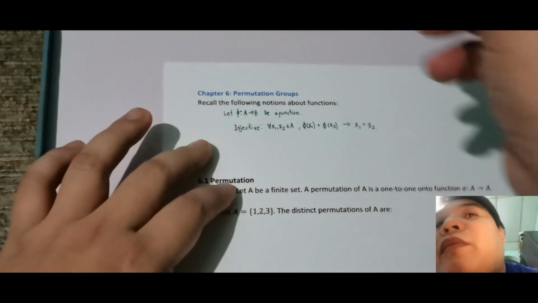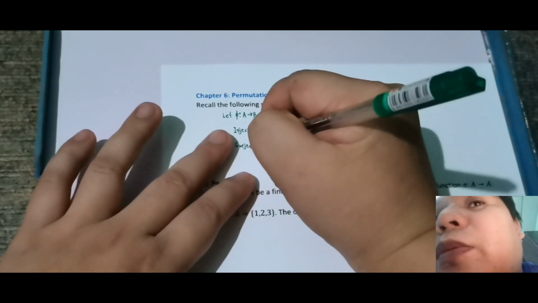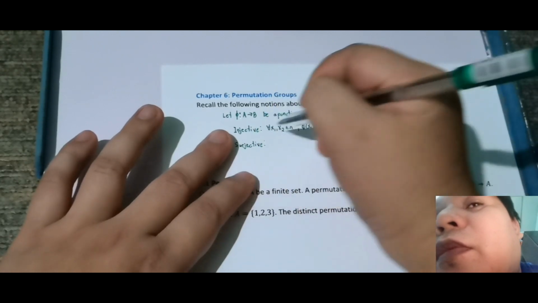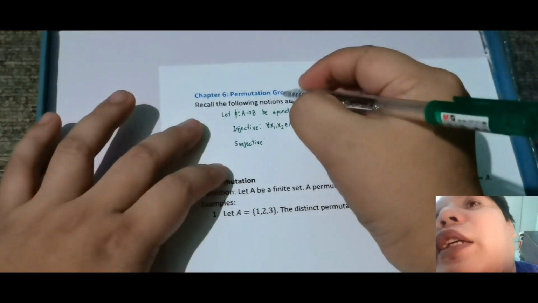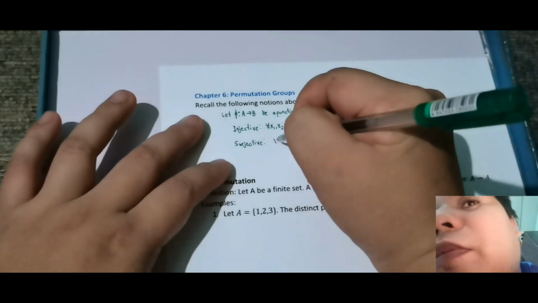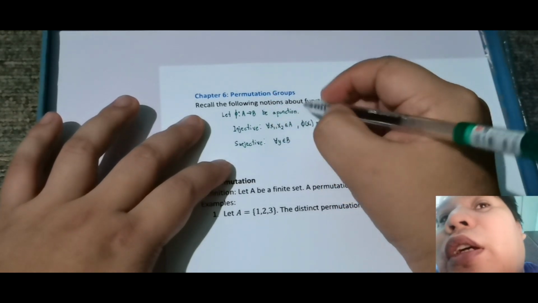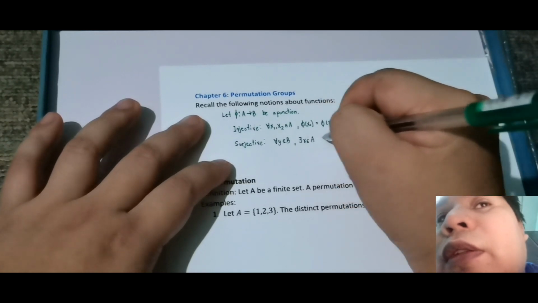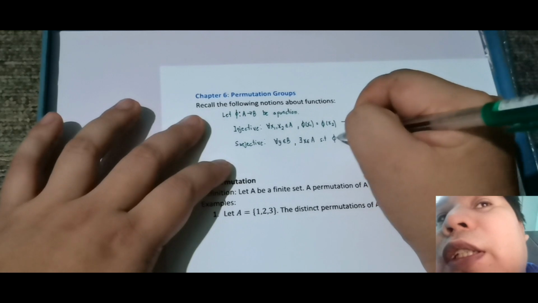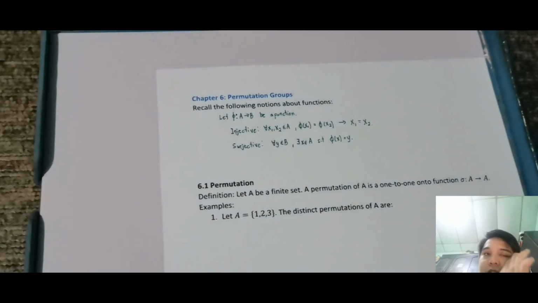So next is surjective. Paano ba yung for surjective or yung for onto? For all y element of B or of the range, there exists x element of A such that p of x is equal to y. Okay, so ganyan si surjective.